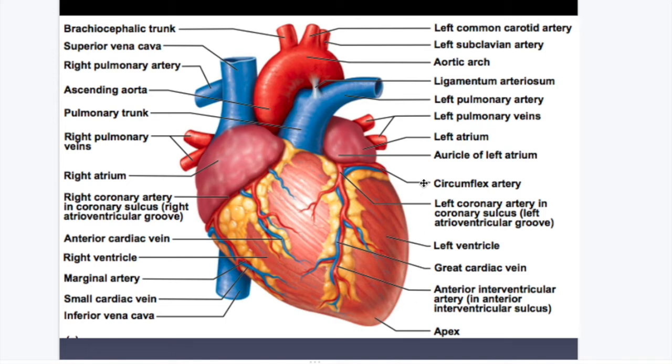Now, the atria and ventricles are just chambers. They're essentially empty spaces, but they will be filled by the blood that is being pumped through the heart and out of the heart.